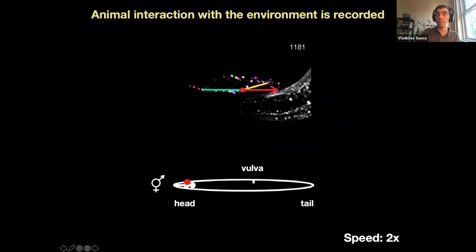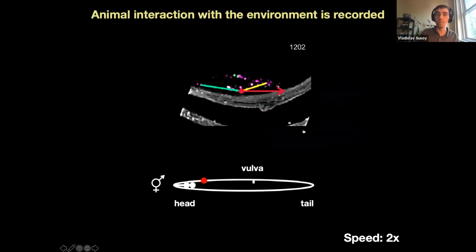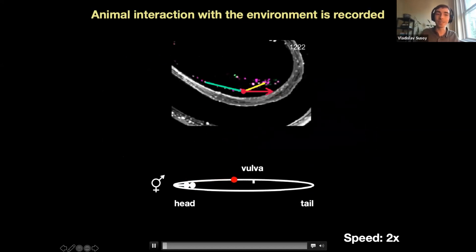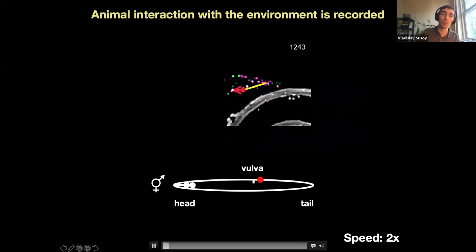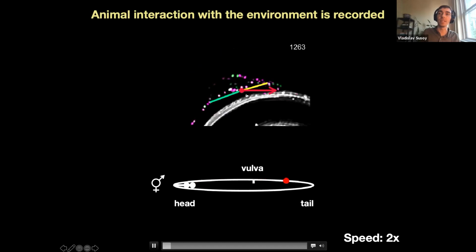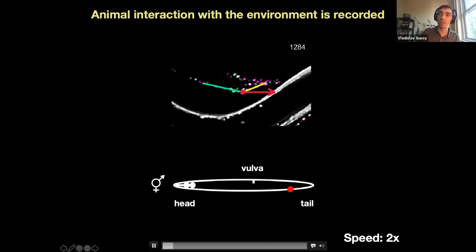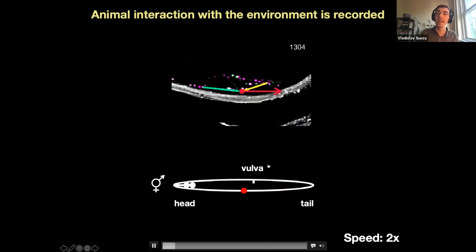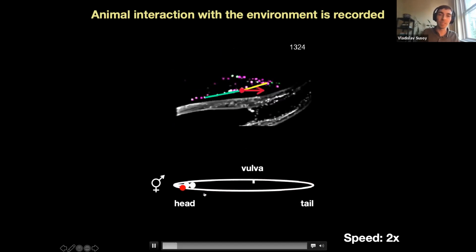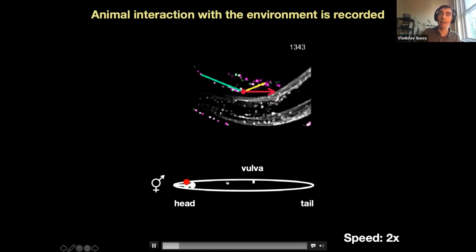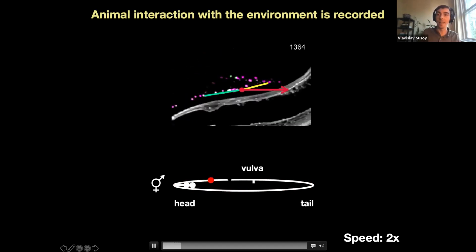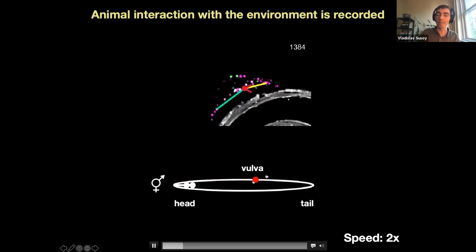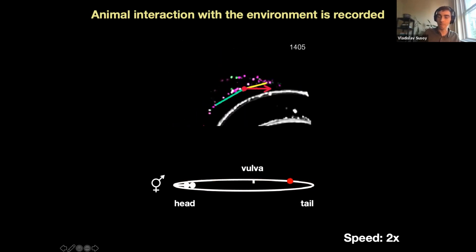All right, so alongside the recording from the neurons, we quantify multiple features of the behavior, and this includes the velocity of the male and its tail curvature. And we also map the exact position of the male tail to the hermaphrodite, and we know where exactly the male tail is on the hermaphrodite body.